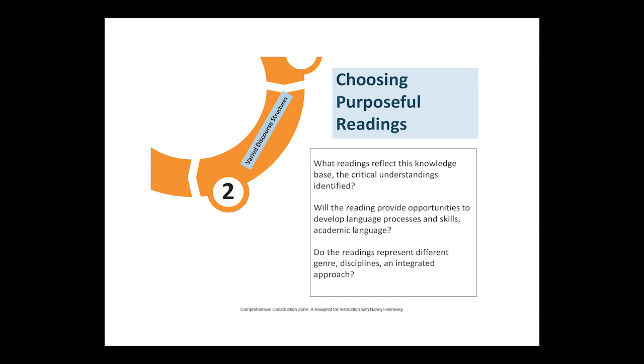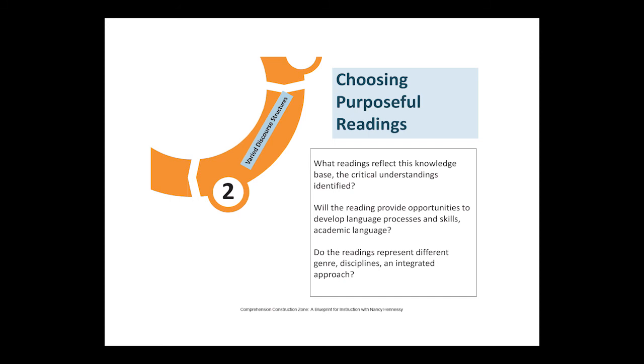What text would convey, because knowledge grows over time, it's not a one-shot deal, right? To have deep knowledge, you have to keep at it bit by bit. What other ways could they convey this idea? So they asked themselves, what readings reflect this knowledge base, the critical understandings, that whole thing about revolutionaries? But they also asked themselves, will the reading opportunities provide opportunities to address language needs and academic demands? Because they were very cognizant of the fact they wanted to develop their students' language.